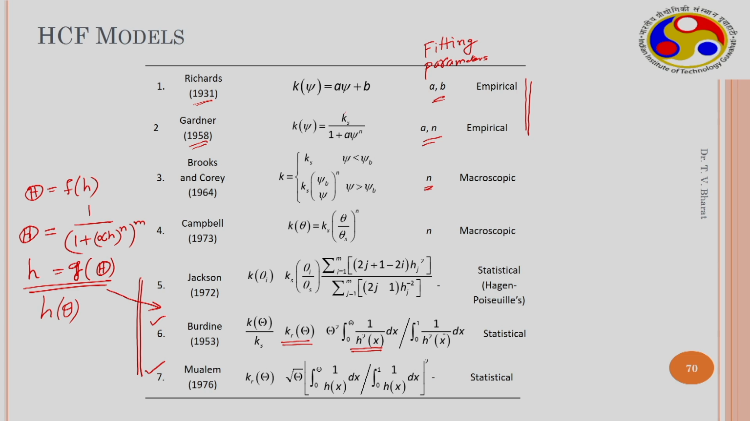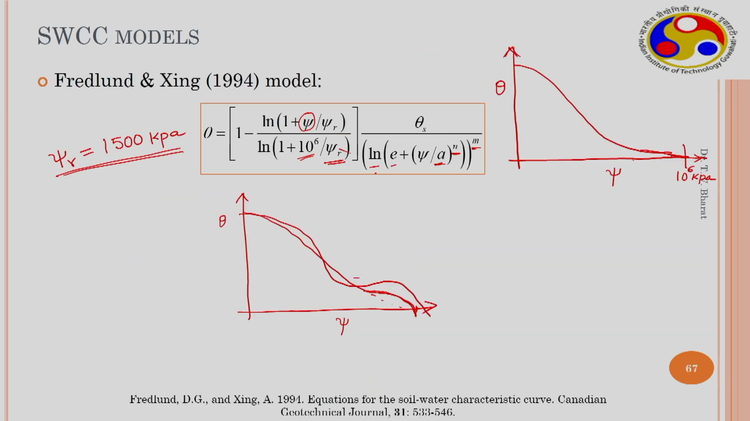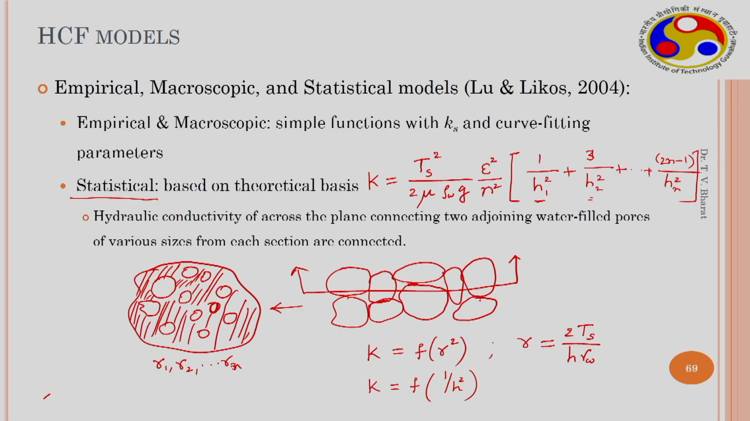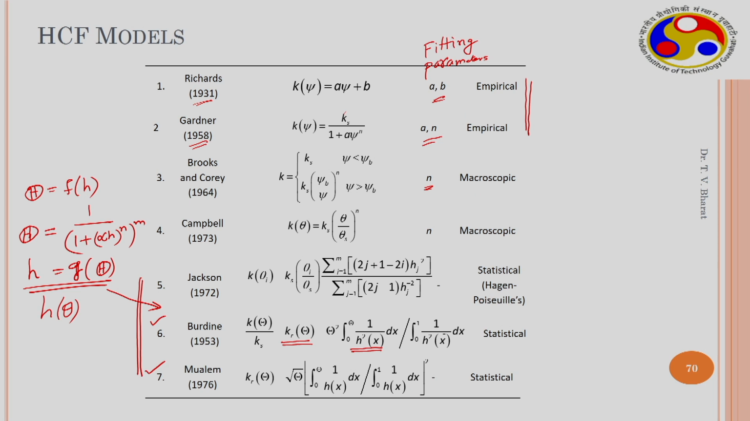here. However, if I go back to the Fredlund and Xing model, in this expression it is not possible to represent psi as a function of theta, because inverse is not possible. So that is a major limitation of the Fredlund and Xing model. That is the reason why they use a different expression for determination of hydraulic conductivity function, which is called the Kunz model.